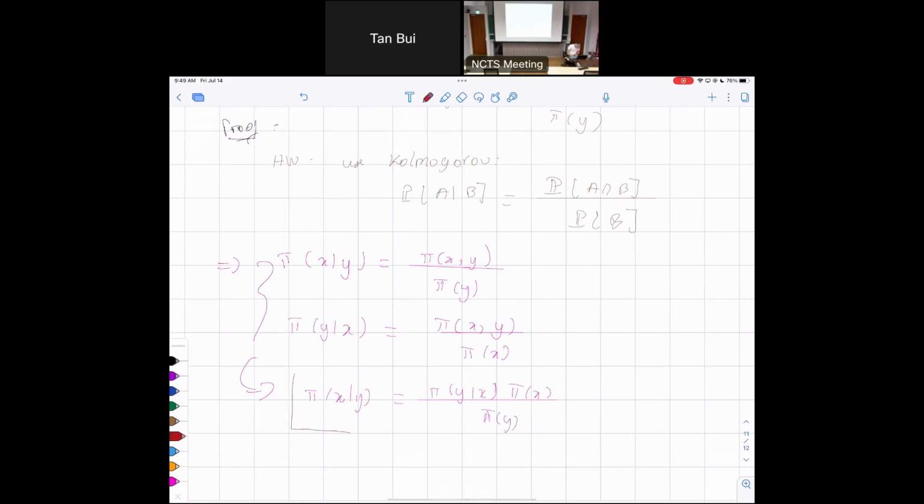So this is actually the real Bayes formula, Bayes theorem. So Bayesian statistics is actually based on this formula. All right, so it's just a little bit quick.